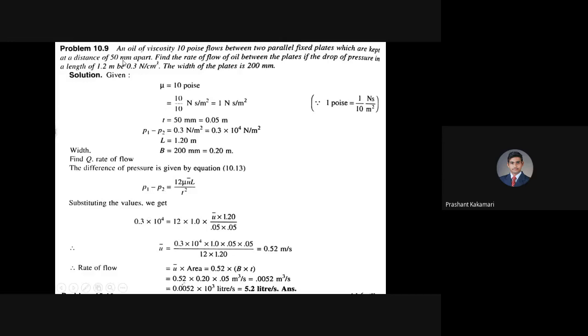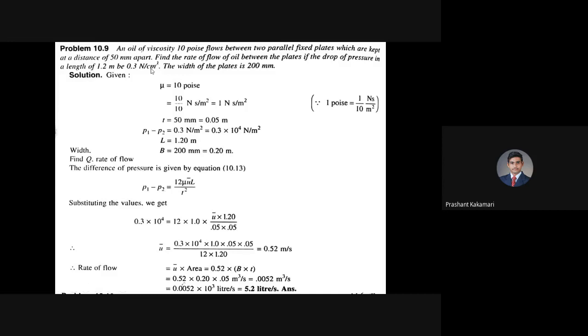So here width is still not given. We'll see. Find the rate of flow of oil between the plates. See here, rate of flow or discharge of oil between the plates if the drop of pressure in the length of 1.2 meter. So here clearly they have given length. Length of the flow is 1.2 meters. Between that, the pressure drop is already given in the problem. So pressure drop is P1 minus P2 or dou P. Dou P is for this length 0.3 Newton per centimeter cube.